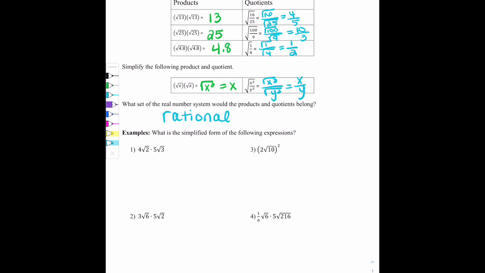So we are going to take 4 and 5 and multiply them. And then we are going to take the radicals and multiply those. So square root of 2 times square root of 3. So we would get 4 times 5, which is 20. And on the other side, the square root of 2 times the square root of 3 would be the square root of 6. Now, if that needed to be simplified, we would want to make sure that we do that, but there is no way to break down the square root of 6. So this is our final answer.